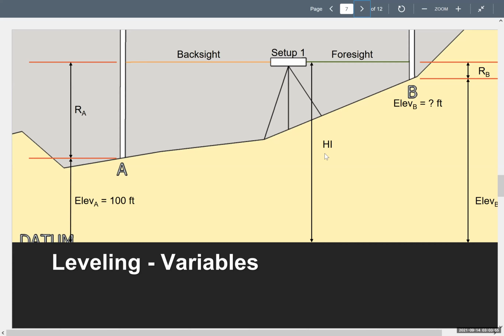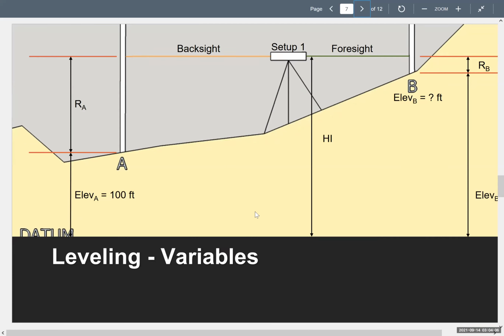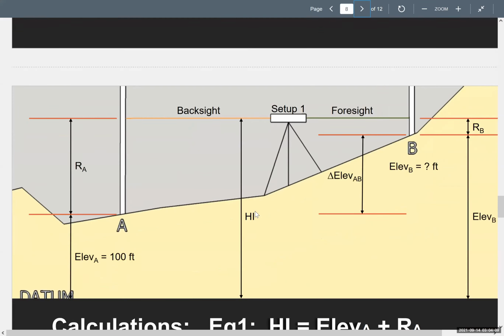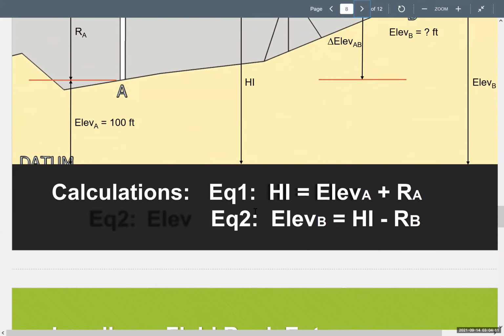Hang on, Monty, you want to just do it? You had a short one. Yeah, so it's the height of instrument minus the foresight, and it gives you the elevation of B. So it's a two-step process. Let's just take a look. Here is the calculation.